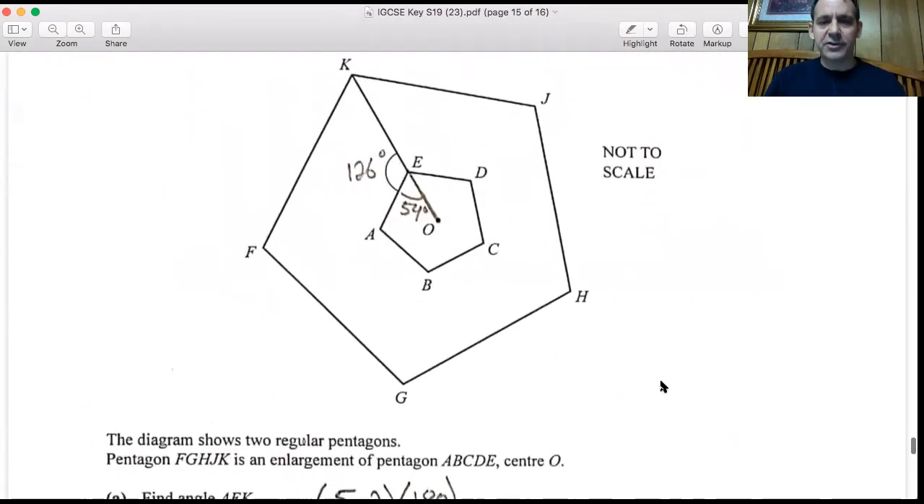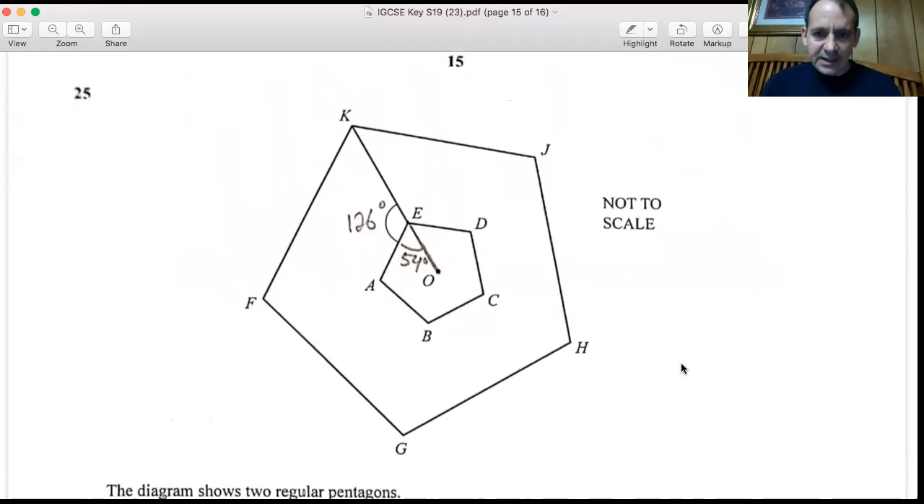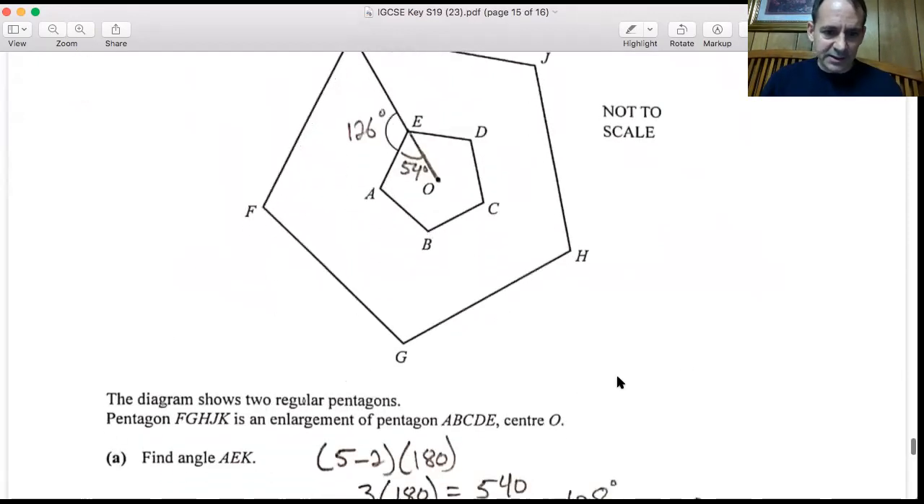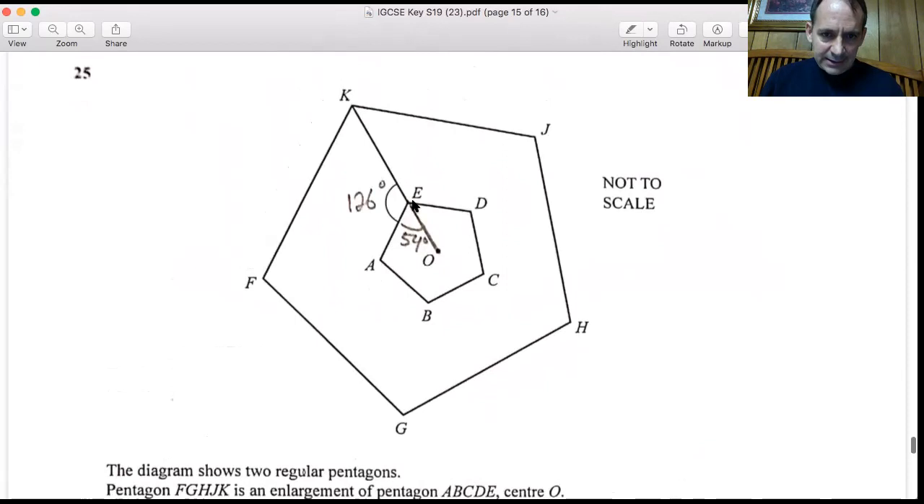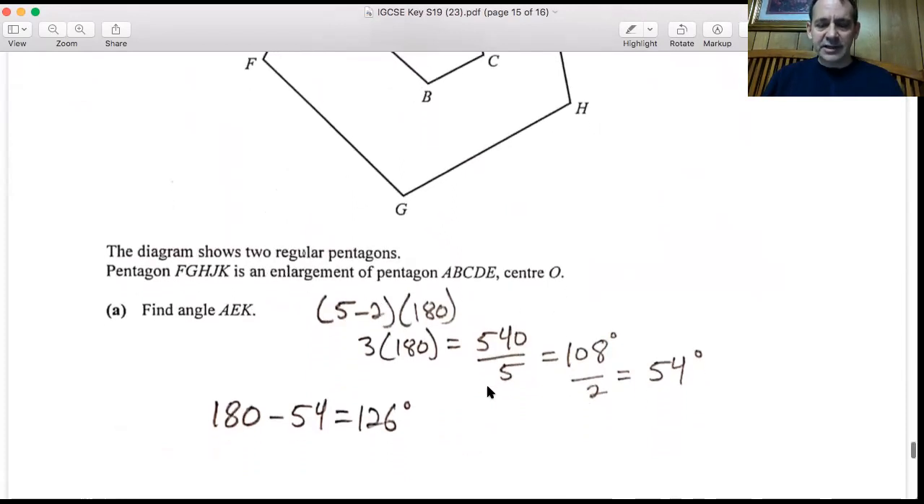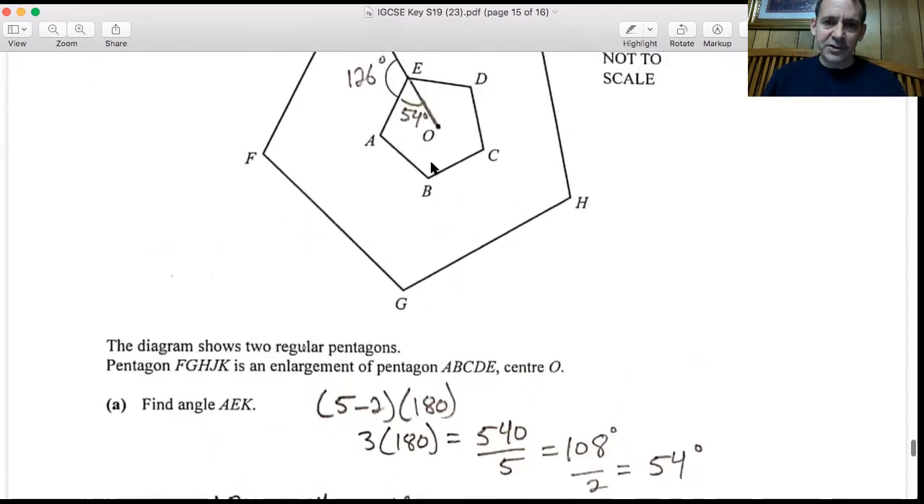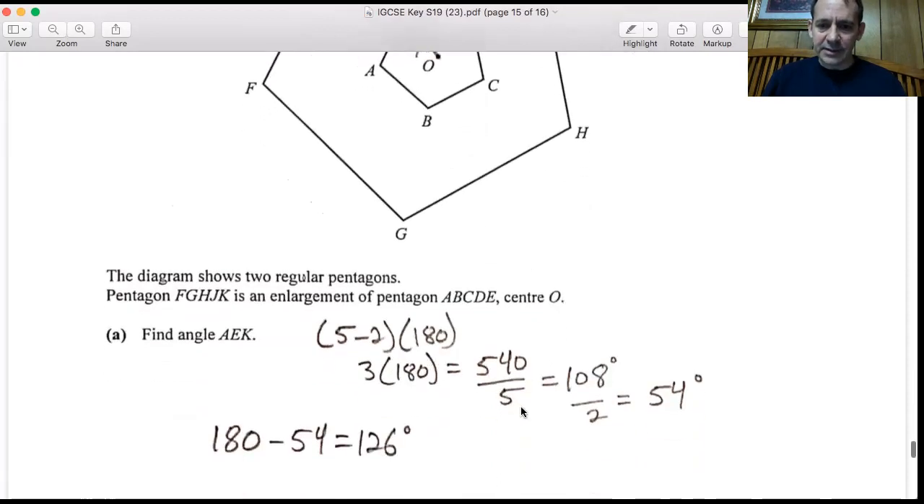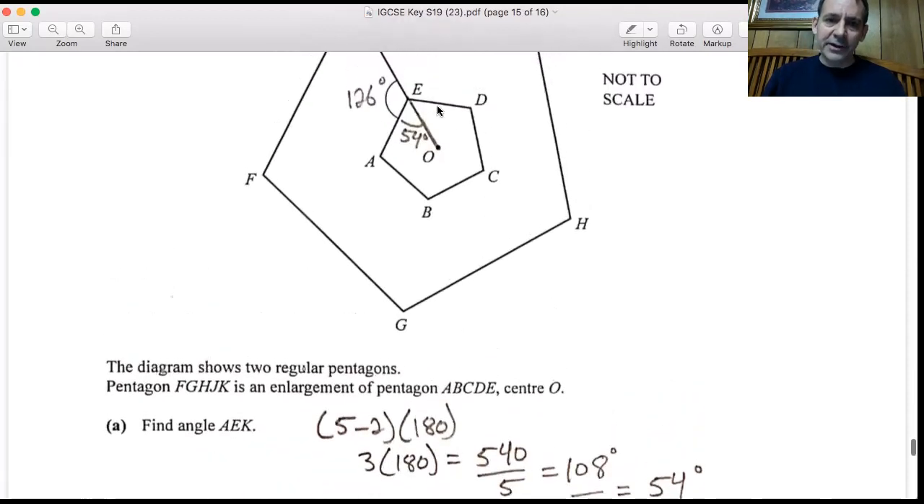Moving down here to this, here we have a pentagon within a pentagon. It says there are 2 regular pentagons. And find angle AEK. So let's start on the inside. Let's see how much it is for one angle. So a pentagon has 5 sides, 5 minus 2. Remember, it's n minus 2 times 180. That is your formula for the interior angles of a polygon. So since this is a pentagon, we do 5 minus 2, which is 3, times 180 gives you 540. Since there are 5 interior angles, we divide it by 5 to get 108 for each one.